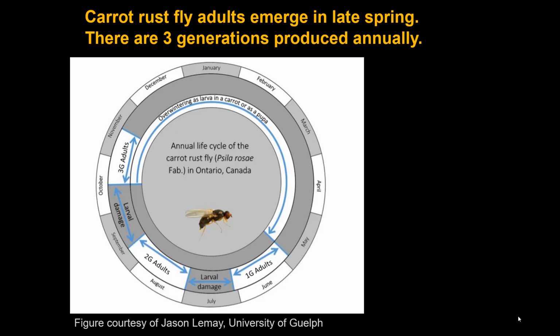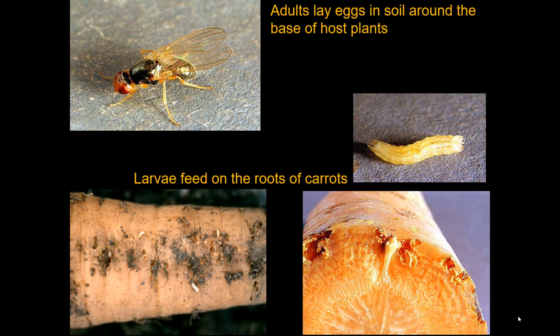Rust fly has 3 generations produced per year, and control is fairly similar to some of the others we've talked about, rotation and floating row covers. Adults lay their eggs in soil around the base of plants. The larvae feed on the roots of carrots.